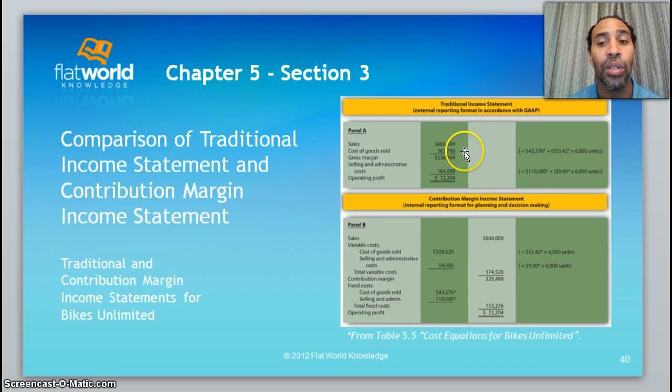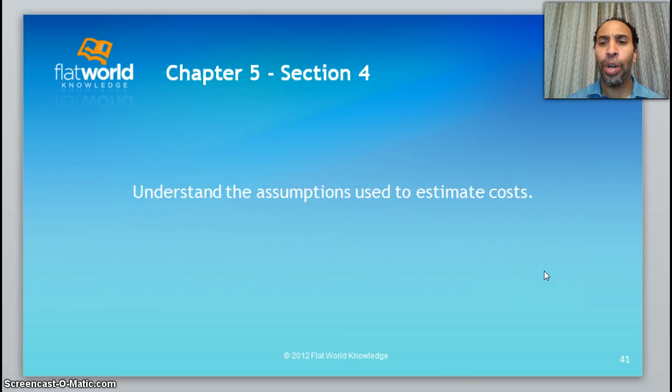Your sales was 600,000 in both places, but the things in the middle, right? The meat in the middle is what we need to understand. We have to have a good understanding of what we pay for fixed costs and what we pay for variable costs when we want to do further examination in regards to our organization. So you want to understand the assumptions used to estimate costs.